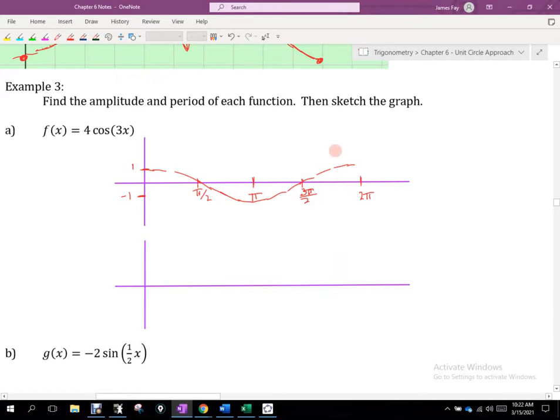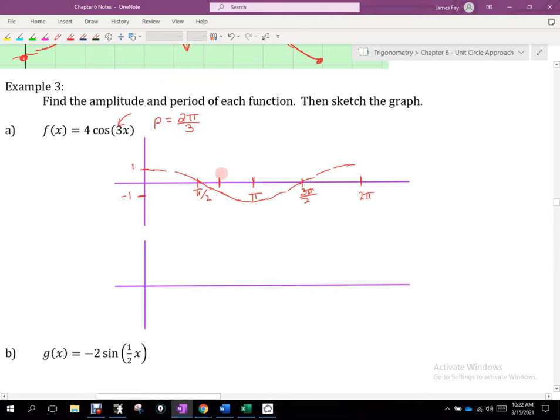Okay. Now, when we see this right here, that's your b value. The period for the cosine is always 2 pi divided by b, much like the period for the sine is. So b is 3, and now the period is going to be 2 pi over 3. Well, 2 pi over 3 would be about right here. Does that make sense?